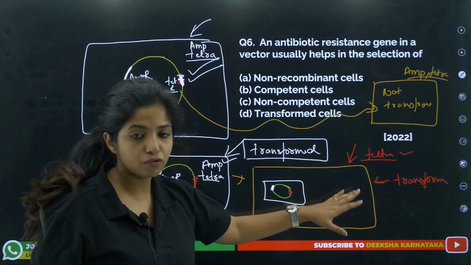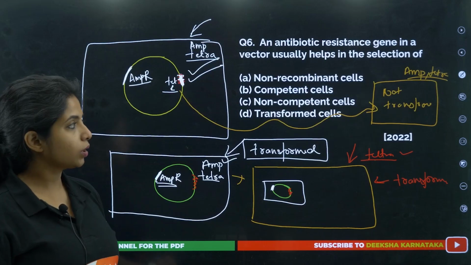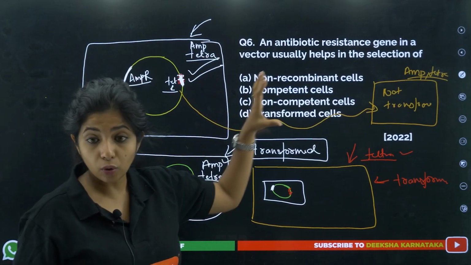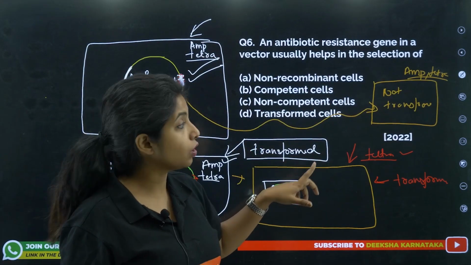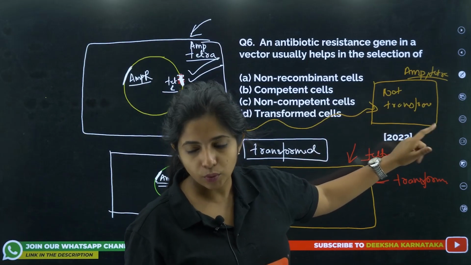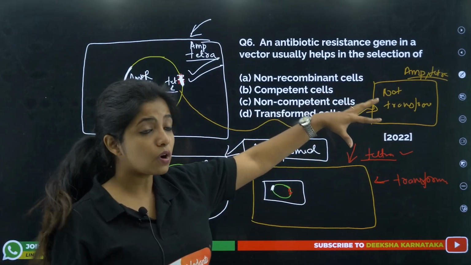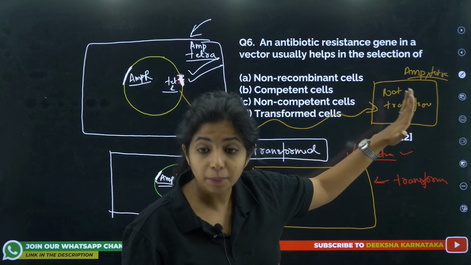Suppose this yellow one that you see over here is the host. Okay, so I have host cell, I have bacteria, I want them to infect. Some of the host cell might get infected, some of the host cell might not get infected. The one that gets infected, I'll say that they are transformed. The one that does not, I'll say that they are not transformed.